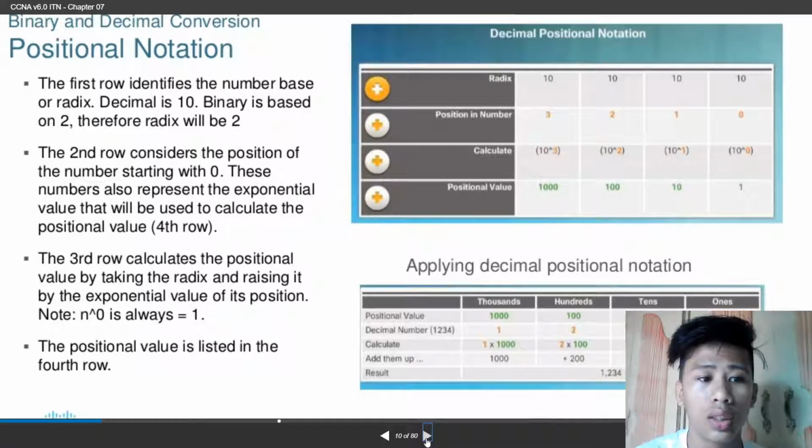Positional notation identifies the number based on the radix. Decimal is based on 10 and binary is based on 2, therefore the radix will be 2.